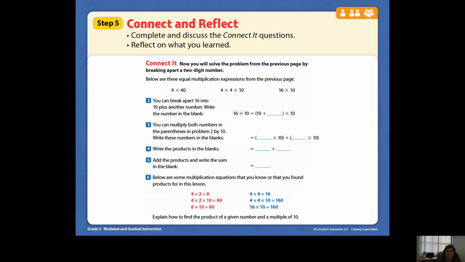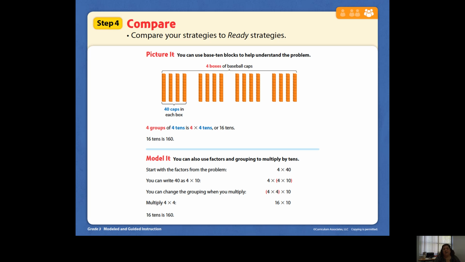So let's look at, oh, I'm so sorry, I clicked it instead of slide it. Let's look at some ways that we can model this, as they say on the bottom of the page here. You can also use factors and grouping to multiply by 10s. So here's another way that we can do this. We can start with 4 times 40, but we may say, oh gosh, that's a lot. That's really kind of difficult for me to do. Well, we can break that 40 down. We can break it evenly to say it is 4 times 10, and that's how we're going to get 40.